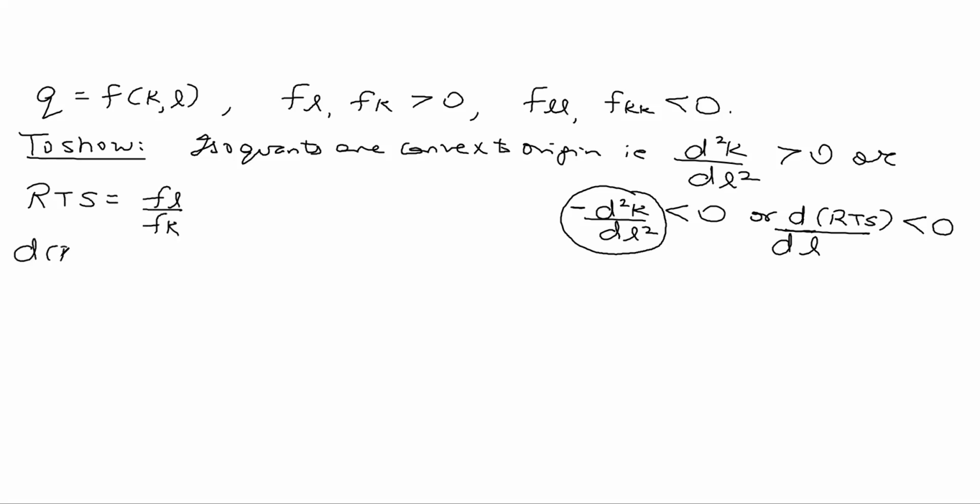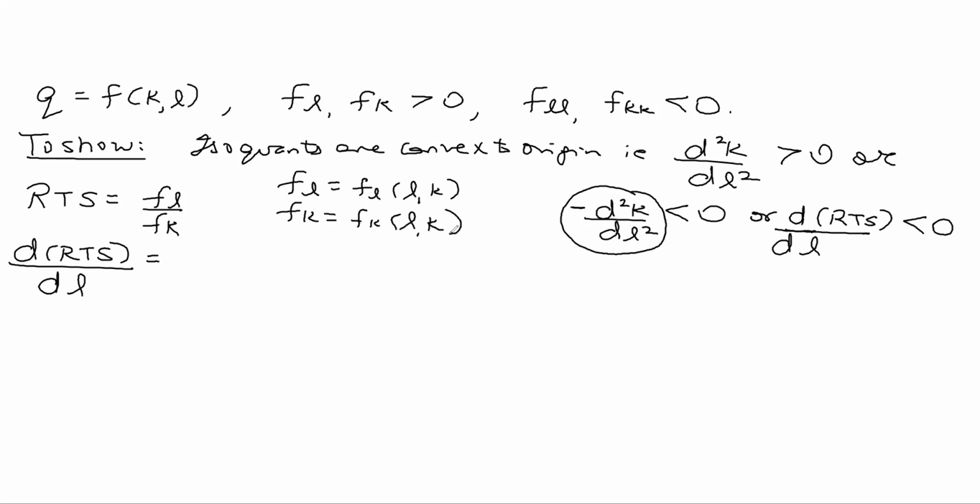So d RTS. So guys, I'm solving it again because a confusion arose because of the signs. So now what we are doing is correct. d RTS by dl, if I differentiate this again with respect to labor. So remember FL itself is a function of labor and capital. FK itself is a function of labor and capital.